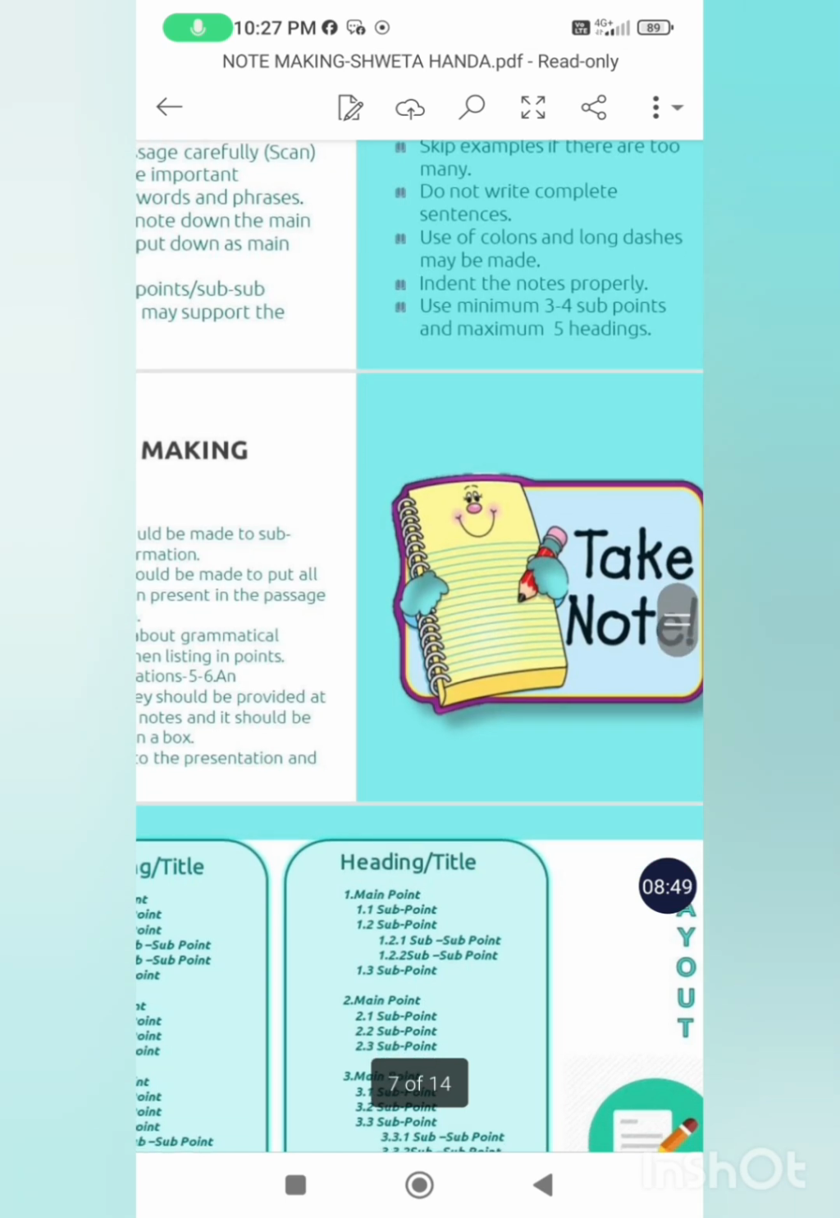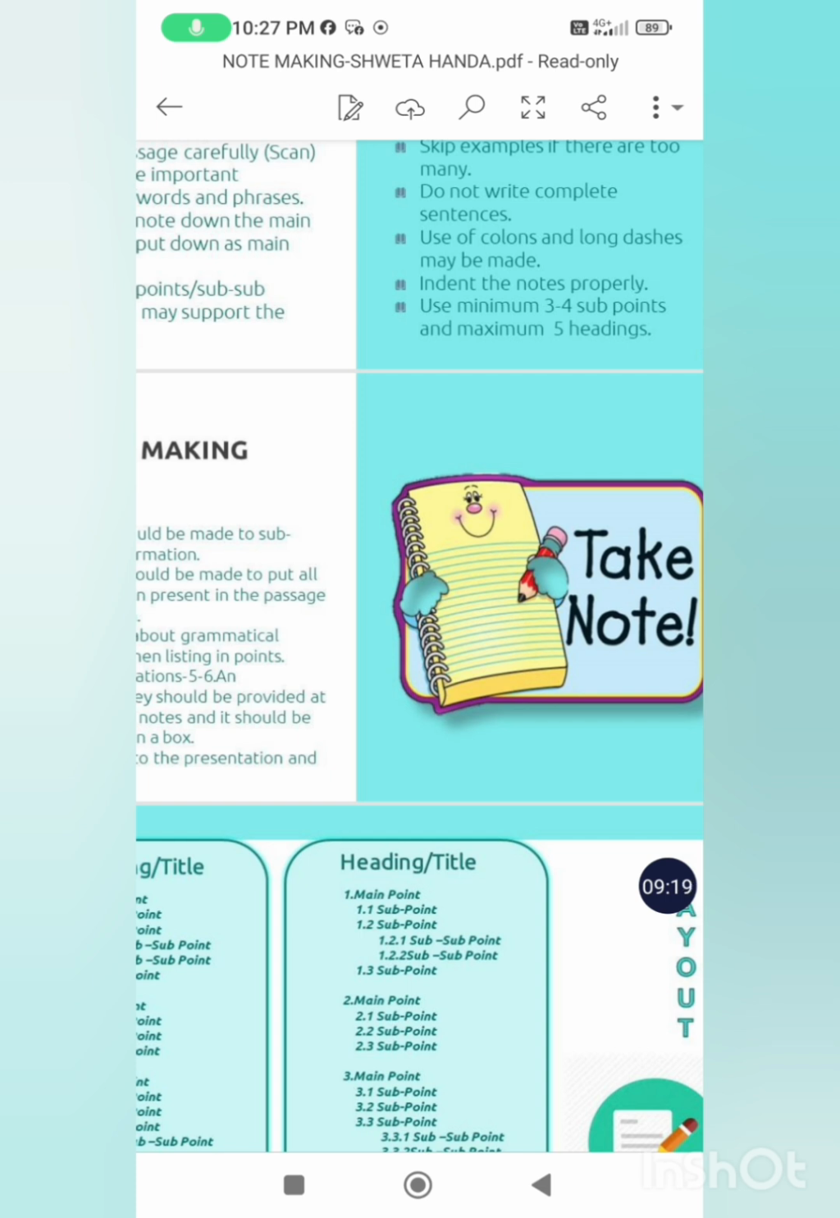Do not write complete sentences. Very, very important, as I've explained in the class, that you have to write 3/4 of the sentence. So you don't have to write complete sentences. It should be 3/4. All right, so you have to make use of colons and long dashes.